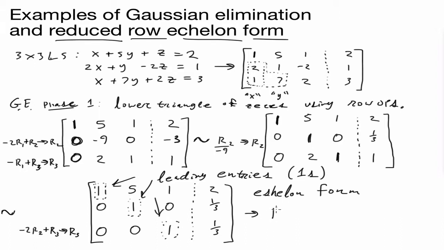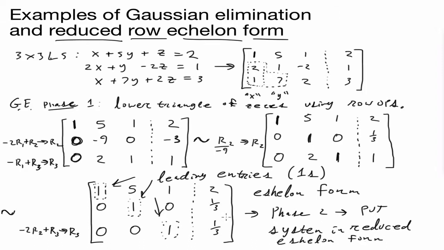What we want to do next is phase 2, which is to put the system in reduced echelon form. And what that means is I want to make zeros out of any entry that's above one of my leading entries. So in this case I need to zero out the 5 and the 1 there using row operations. That's what we're going to do now on the next page.